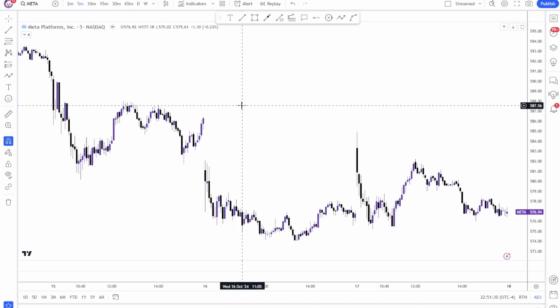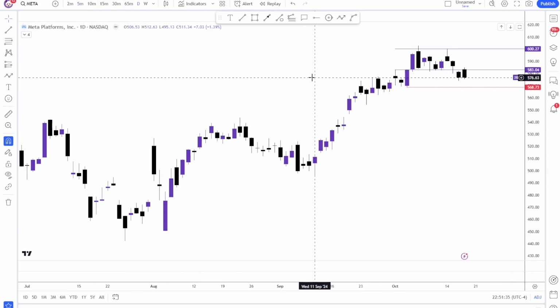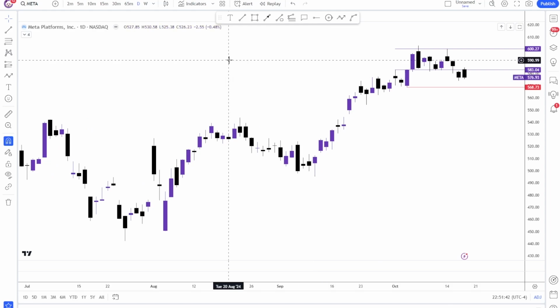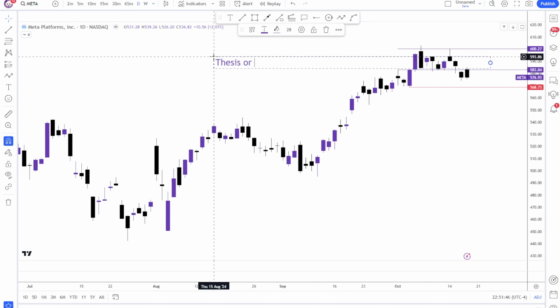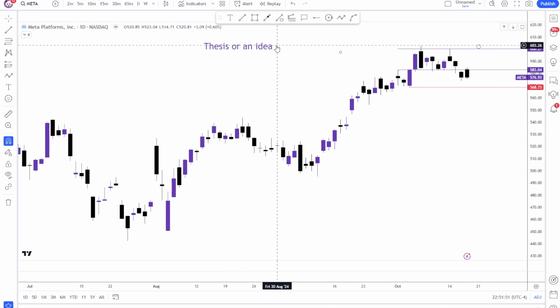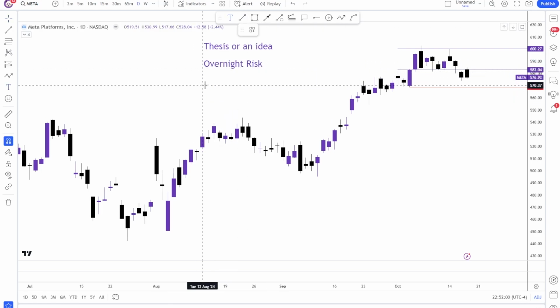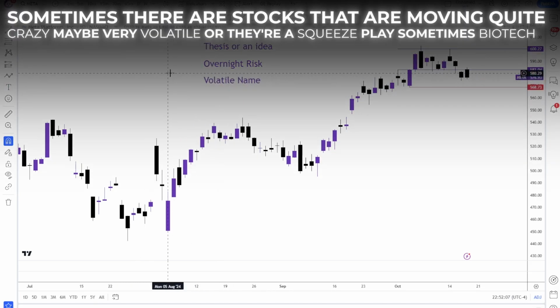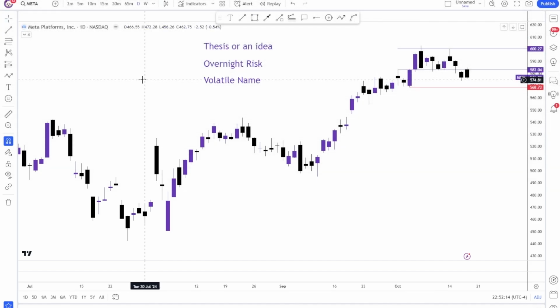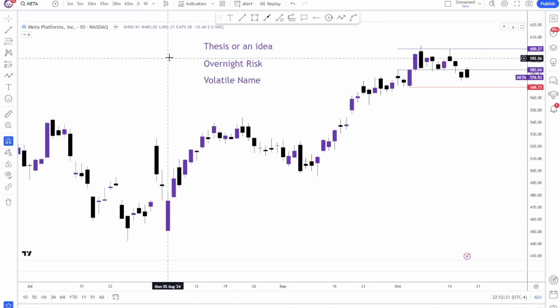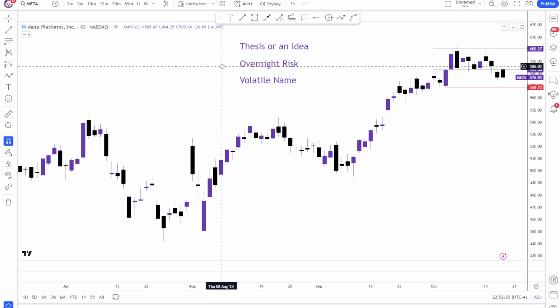So first, an example of position sizing. A couple different situations where position sizing makes sense: trading based off of a simple idea, a thesis. You might have a thesis or an idea that you're trading based off of. You also might have overnight risk. Maybe there's a trade that you want to hold overnight, or you're swing trading and you need to make sure you're accounting for that risk, so you position size for it. Or it's just a volatile name. Sometimes there are stocks that are moving quite crazy, very volatile, or they're a squeeze play, sometimes biotech, something like this that is abnormal. It can make more sense to trade the options because your risk is defined. So these are a couple different situations where position sizing makes sense.